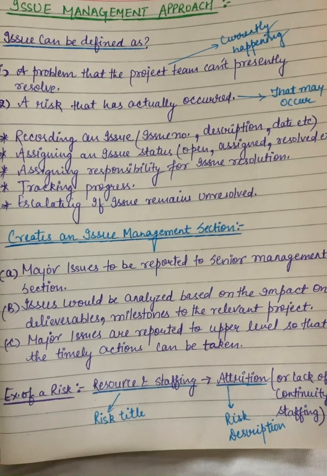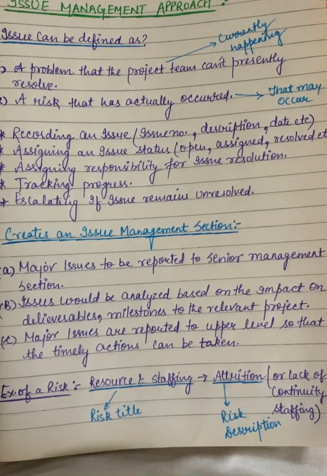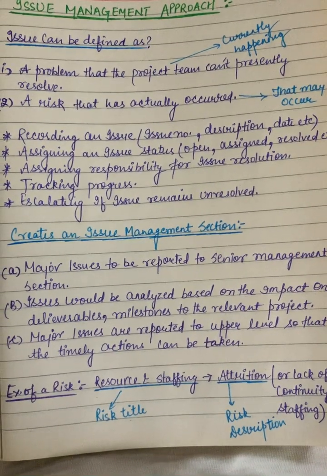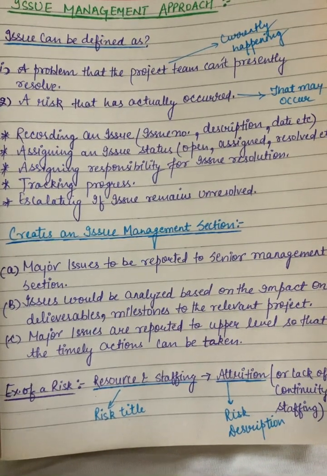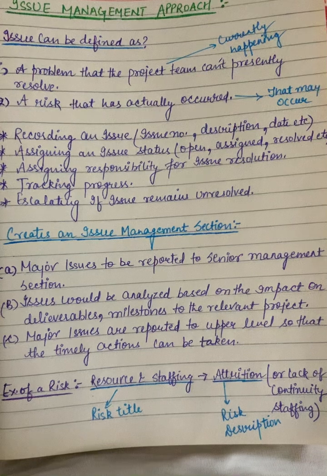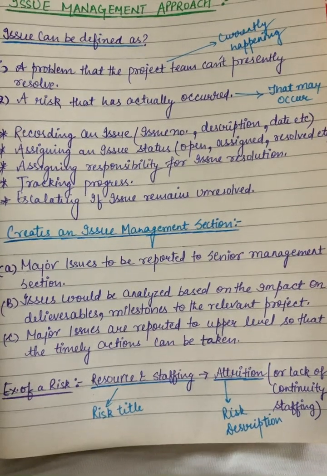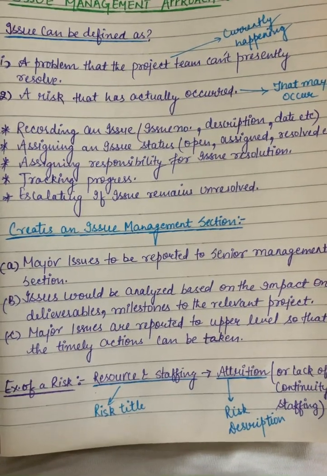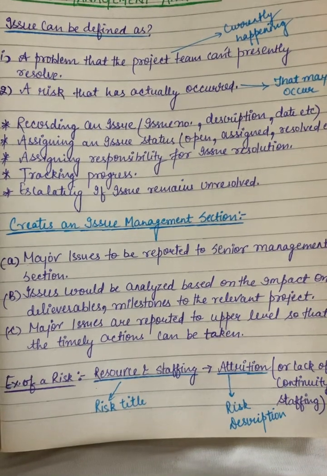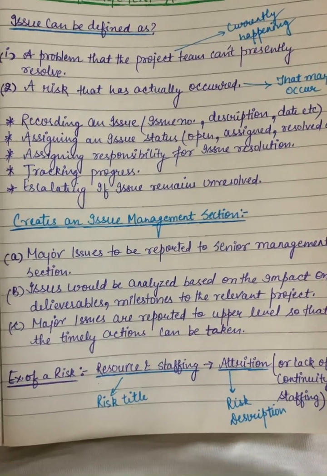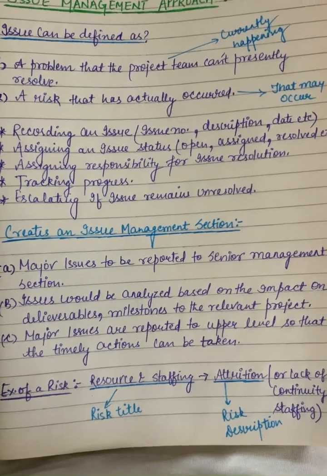We already know about it. It needs to be analyzed on the basis of severity and how it will affect our deliverables and milestones. So major issues are to be reported and action should be taken on time. If I talk about the example of risk here, because both are somehow interconnected, I'm taking the example of resource and staffing.